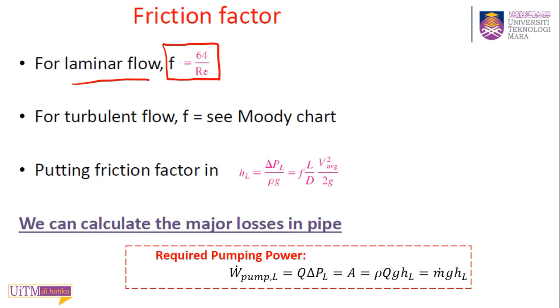Okay, so we cannot use the similar equation for laminar flow. So we will use what we call a Moody chart. Moody chart is the name of a person. It's not your mood. Okay, I'm moody today. Not that, it's the name of a person, Moody.